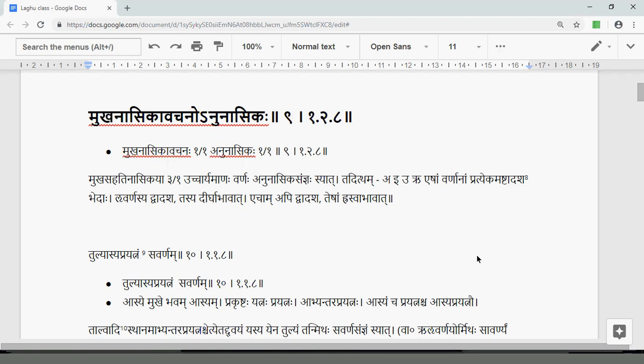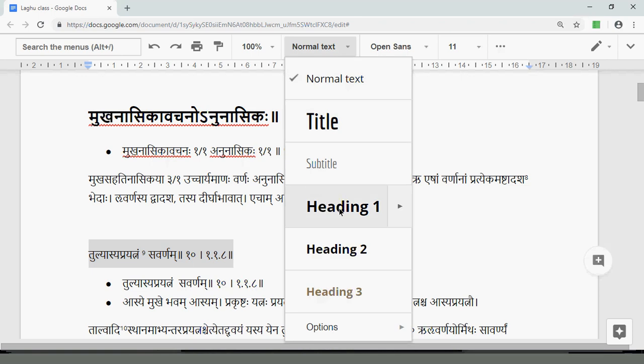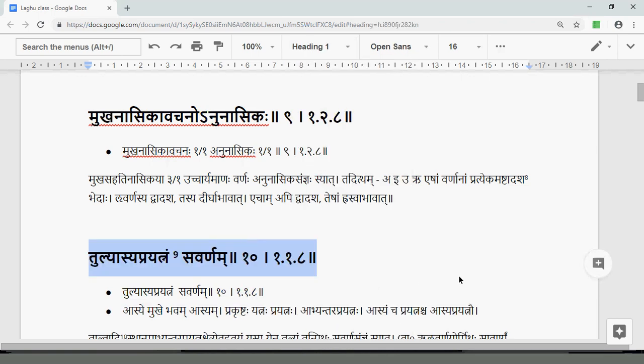And there are some letters also, the semi-vowels, which will also have these bhedas. We'll see as we go. Next sutra says tulyasya prayatnam savarnam. Tulyasya prayatnam savarnam, a sanya sutra. What is the sanya here? Savarnam. Savarna is the name given. They have the same varna.